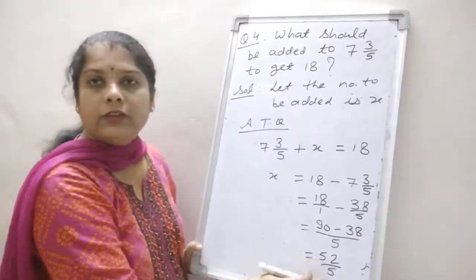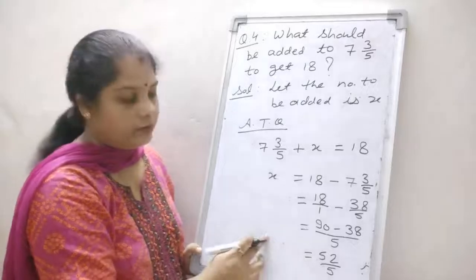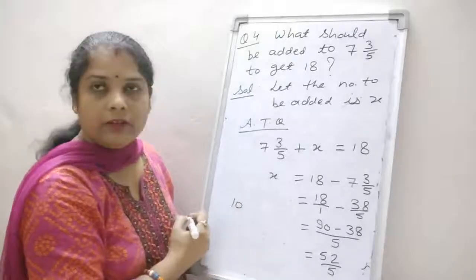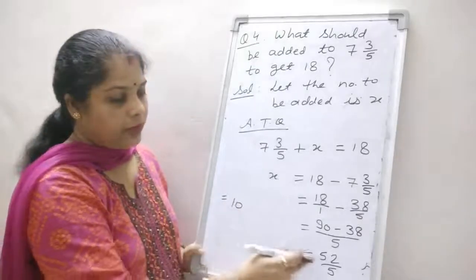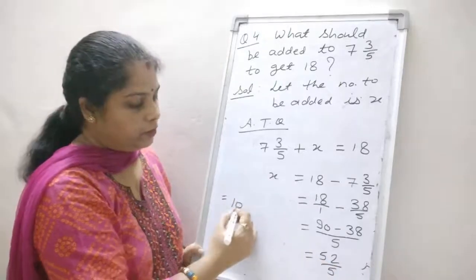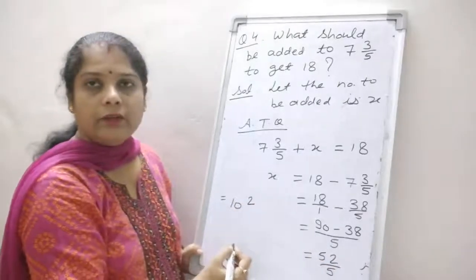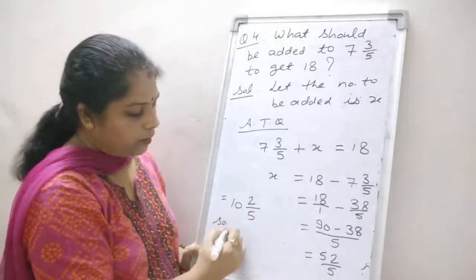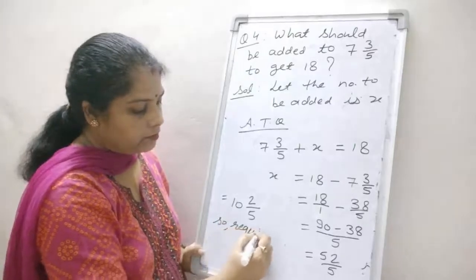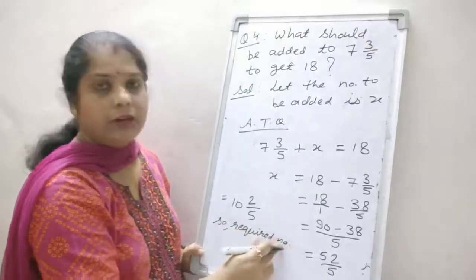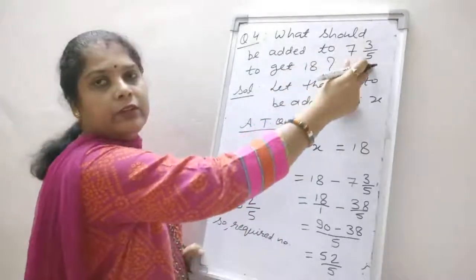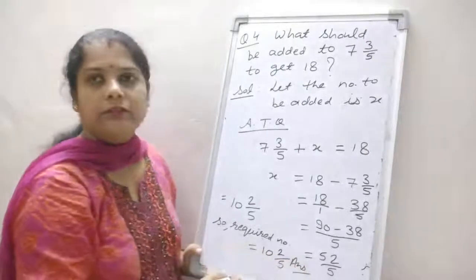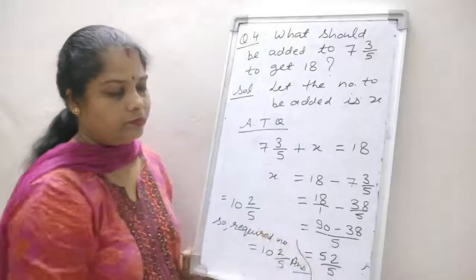Now this is an improper fraction. We will convert it into a mixed fraction. 5 tens are 50. So 10 will be at the place of the whole number and 52 minus 50, remainder 2, at the place of the numerator upon 5. 10 2 upon 5. So the required number which will be added to 7 3 upon 5 is 10 2 upon 5. This will be our answer.